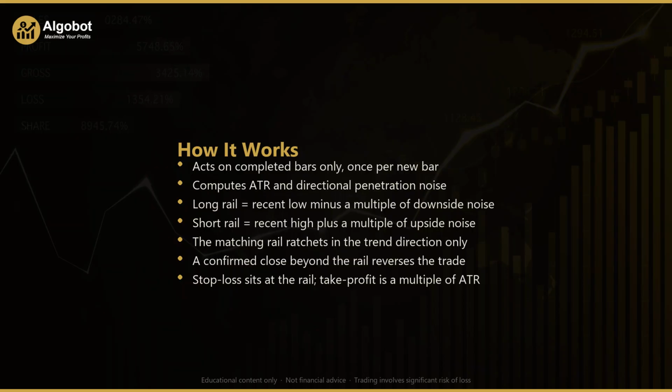to long. Each position is protected by a stop loss placed at the rail itself, and a take profit set a multiple of ATR away, 3 times ATR by default. If a take profit closes a trade while the trend is still intact, the expert advisor rearms in the same direction, and between bars it trails the live stop up to the ratcheting rail.